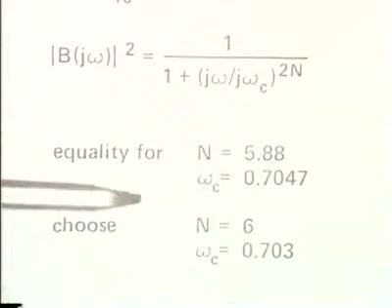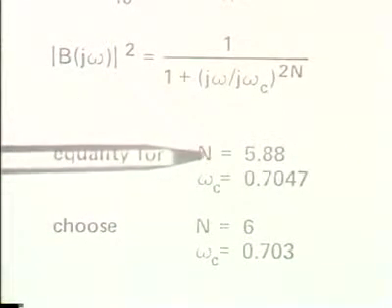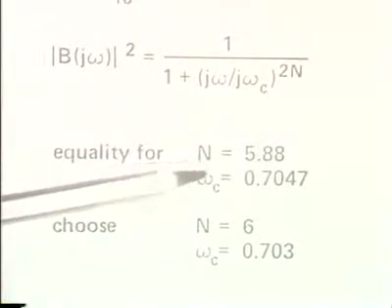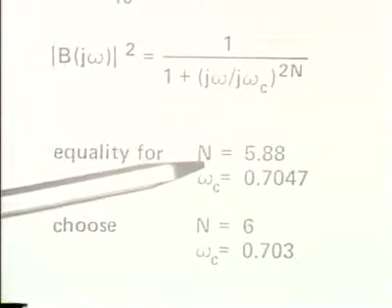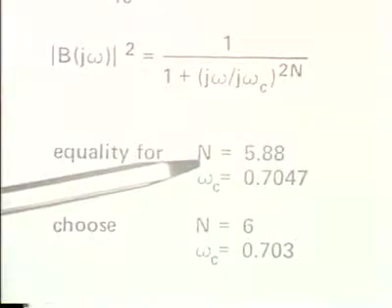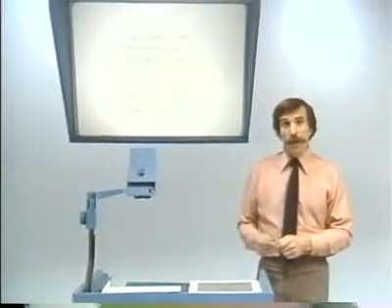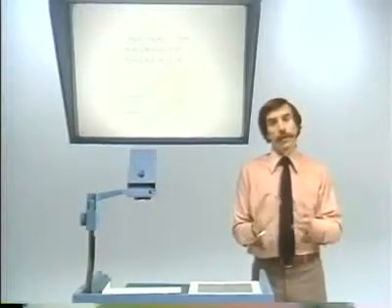And this obviously isn't satisfactory as parameters for the Butterworth filter. Why is that? The reason is that capital N isn't an integer. And in the class of Butterworth filters, to generate a rational transfer function, capital N, this parameter, must be an integer. So since it can't be 5.88, the natural thing to do is to move it up to the next closest integer, namely 6.